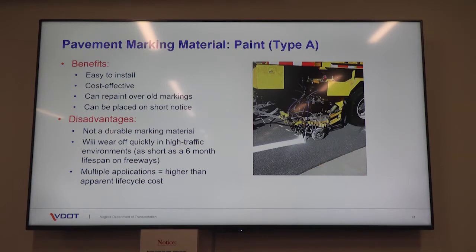6 months maybe. So the reason for that low durability is heavy traffic, right? It's degrading the paint over time, so the more wheels over it, the less visible it becomes, especially at night or under those wet conditions. Eventually it wears entirely off the roadway if we don't continue to maintain it properly. So multiple applications could result in a higher life cycle cost, right? Because we're applying it more frequently, especially on those high volume roads. If it's every 6 months, we're adding to that life cycle cost that we're trying to keep down.